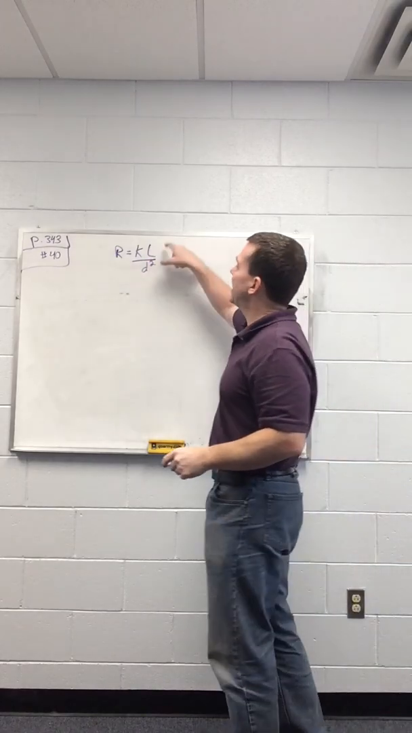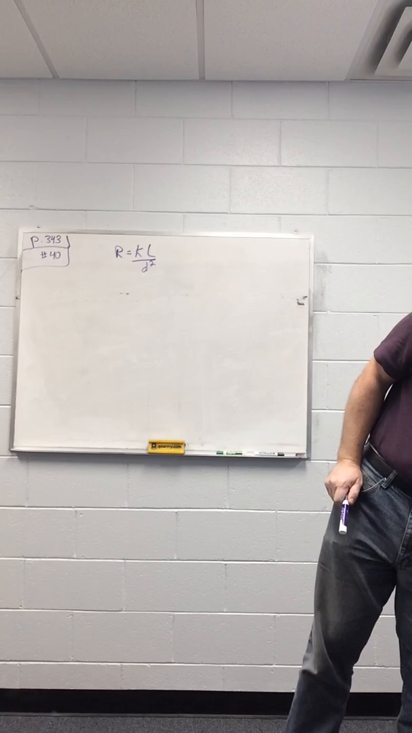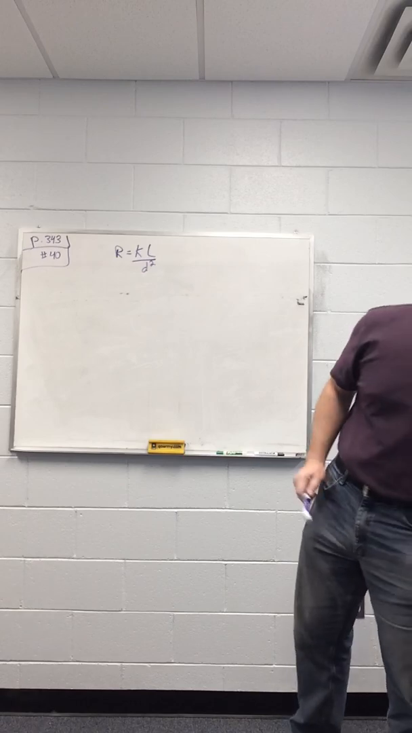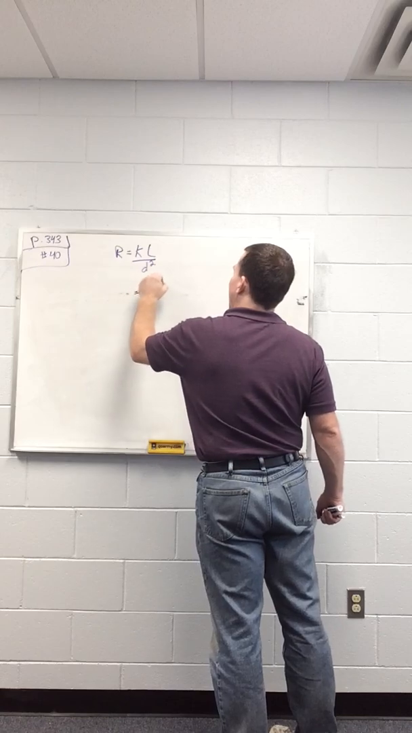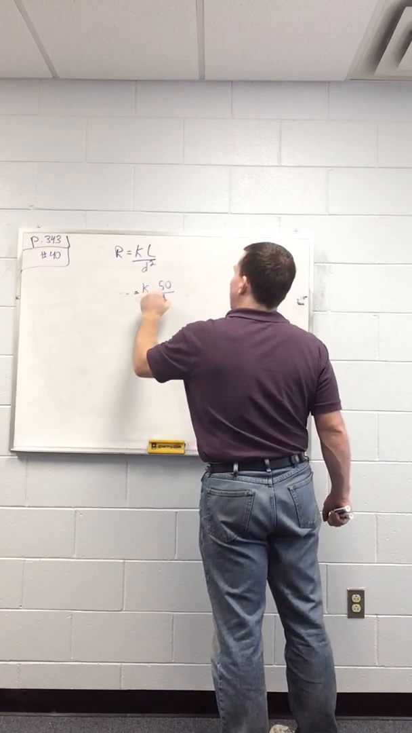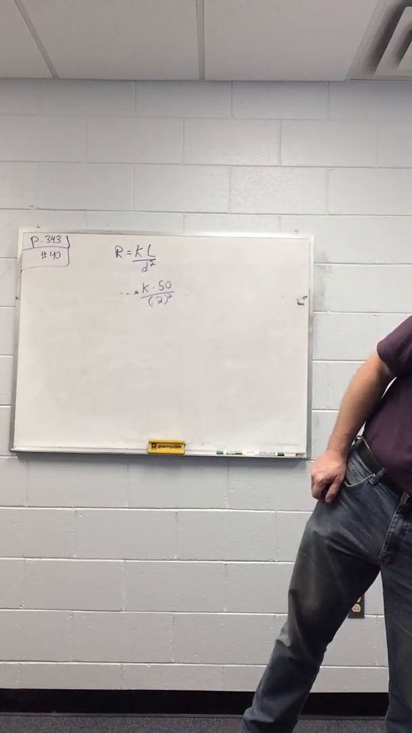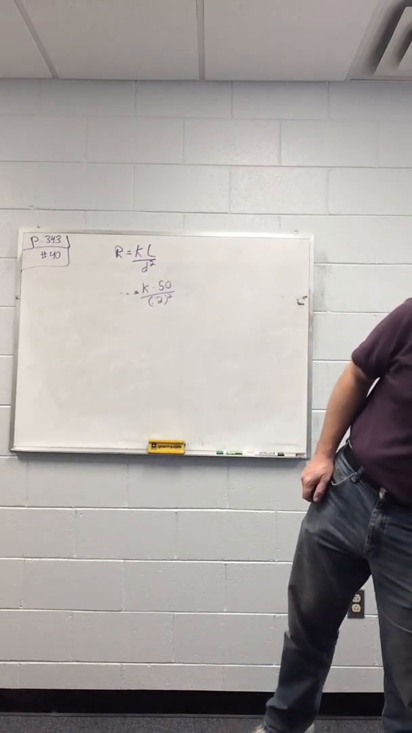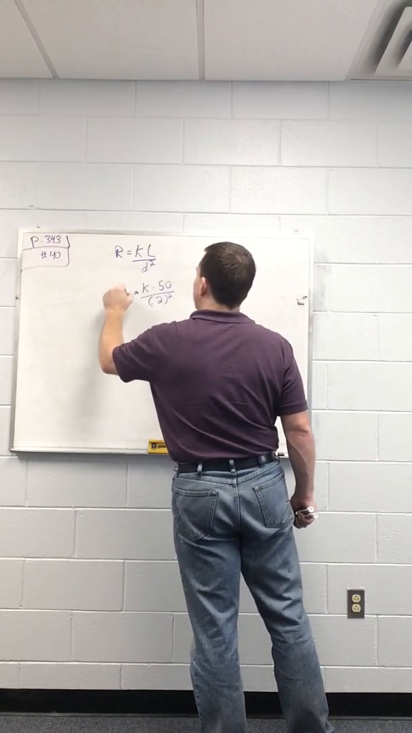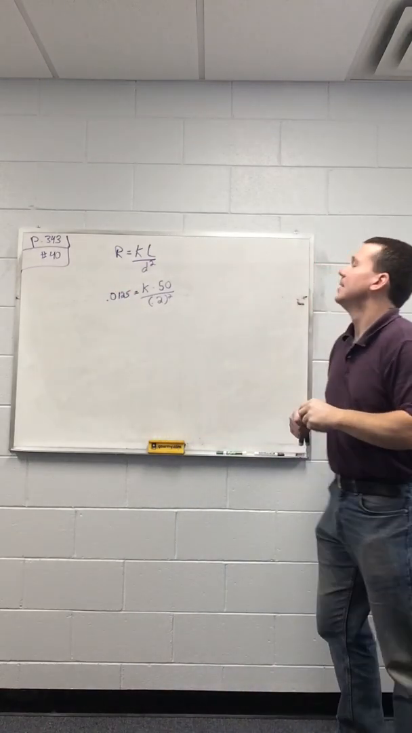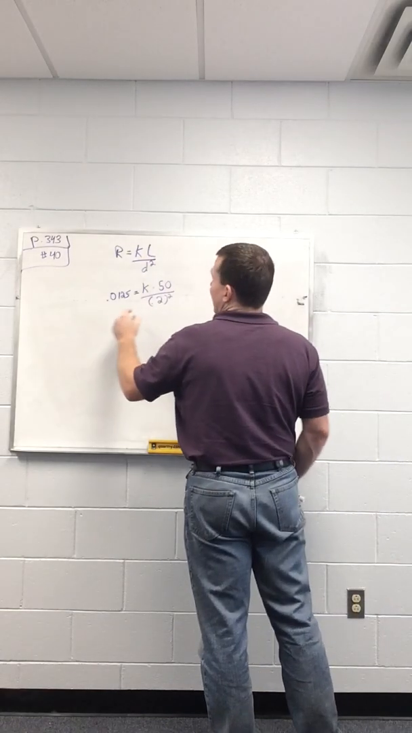Now I have an equation. I need an L, D, and R that are related. And I am told a 50-foot wire with a 0.2-inch diameter. So the wire is 50 feet. The diameter is 0.2 inches. Has a resistance of 0.0125. So R is 0.0125. Now I just need to plug in and solve to get K.